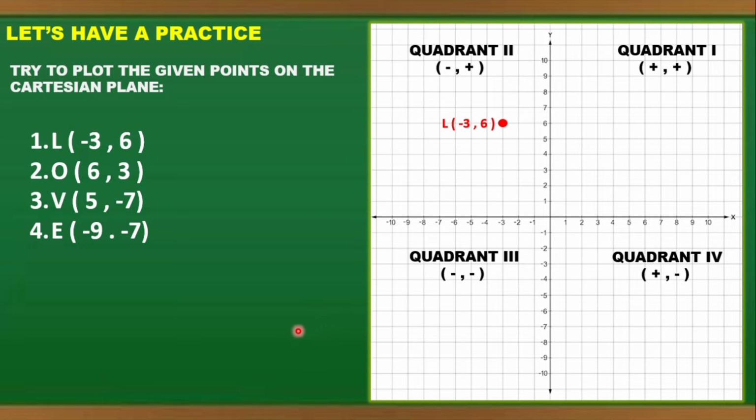Let's proceed to number 2. O, positive 6 and positive 3. As we all know, quadrant 1 will give us positive and positive. So our answer in number 2 will be plotted on quadrant 1. Let's find positive 6 on the x-axis: 1, 2, 3, 4, 5, 6. And let's find positive 3 on the y-axis: 1, 2, 3. So our answer will be plotted here.